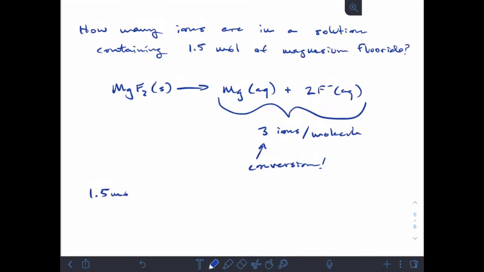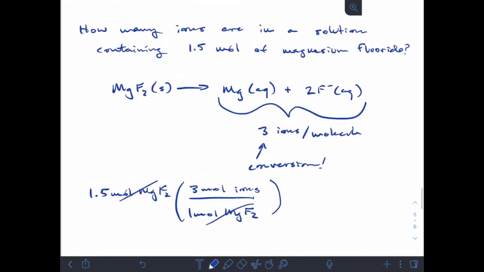So if I have 1.5 moles of MgF2, for every 1 mole of magnesium fluoride, I have 3 moles of ions. So that my moles of magnesium fluoride go away, leaving me with 4.5 moles of ions.